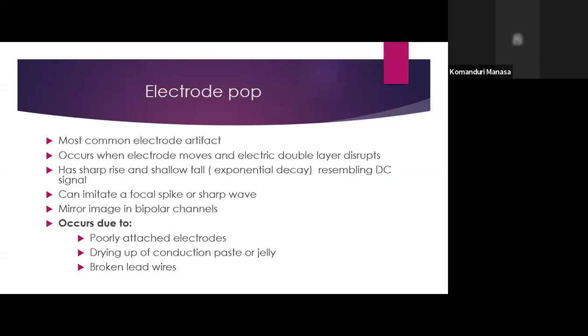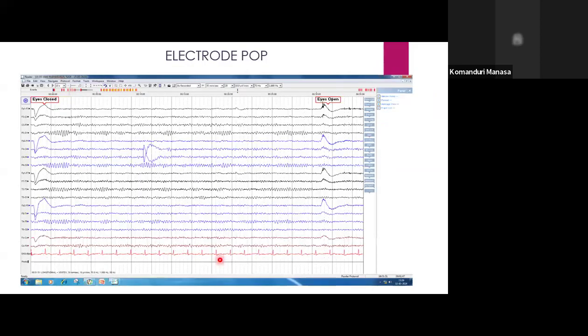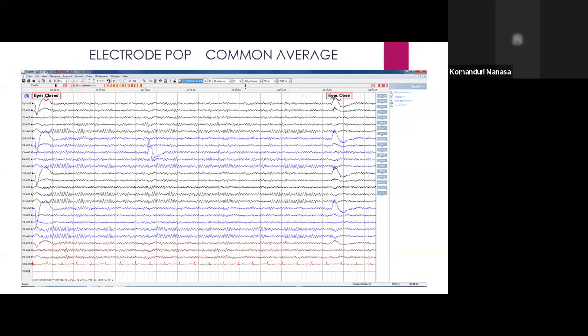So it occurs due to a poorly attached electrode, drying up of the conduction paste or jelly, or any broken lead wire can also cause this electrode pop. This is an example of an electrode pop, which we see at the C4 electrode. This forms a mirror image in bipolar montage. When we go to the common average, the electrode pop is isolatedly present in a single channel, that is C4 electrode pop. Sharp rise and fall.